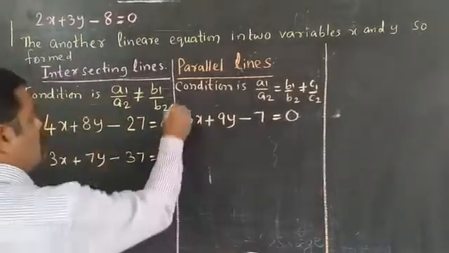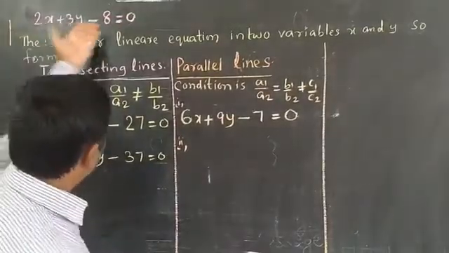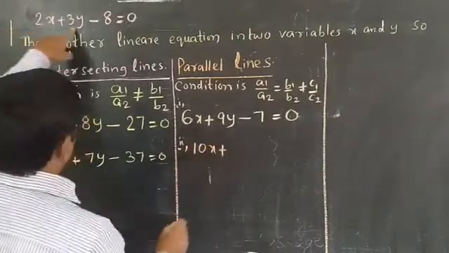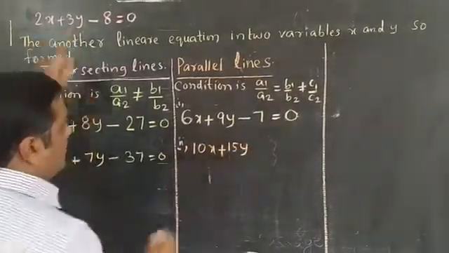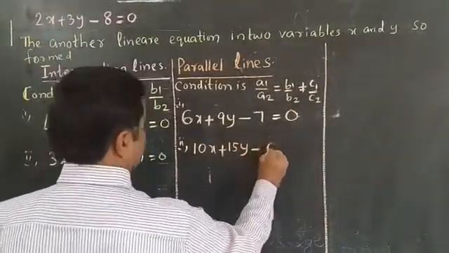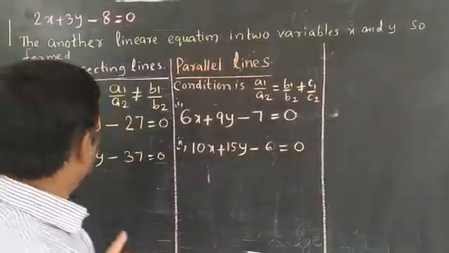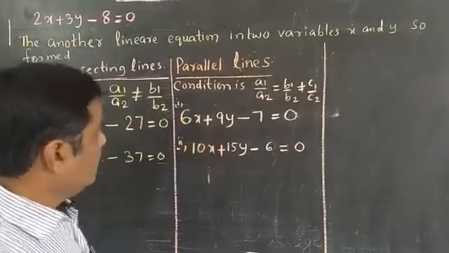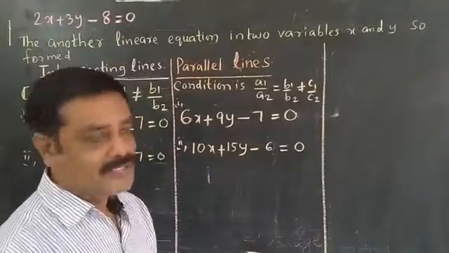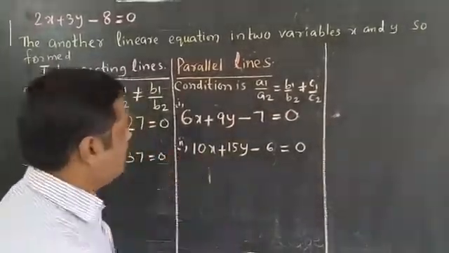Like this, we have to write another answer also. You multiply by any other number, for example the 5 table. 5 twos are 10x. 5 threes are 15y. But here write simply a different number, like 6 is equal to 0. So what happened here? 2 by 10 is 1 by 5. 3 by 15 is 1 by 5. But 8 by 6 is not equal to 1 by 5. So it follows this condition. Is it clear? This is the second parallel lines answer.